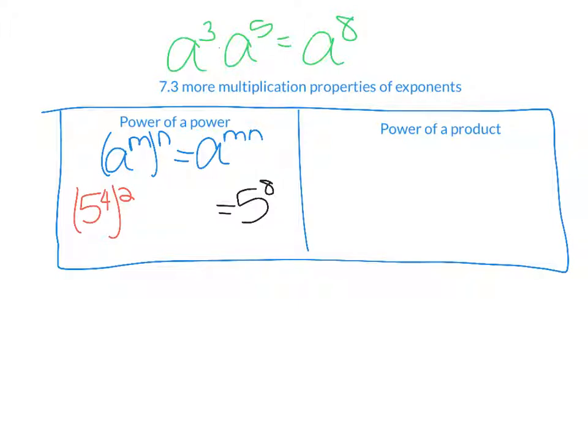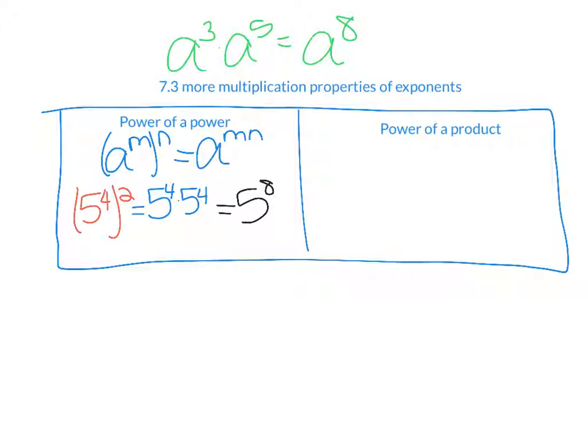Now the reason why we multiply and don't add, if we think about what this actually means, 5 to the 4th squared, what it actually means is 5 to the 4th times 5 to the 4th. Okay? And this is the rule from yesterday, right? Multiplying powers with the same base. So you would add these exponents, 4 plus 4. Well, guess what? 4 plus 4 is the same thing as 4 times 2, which is why we can just multiply those to give you 5 to the 8th.